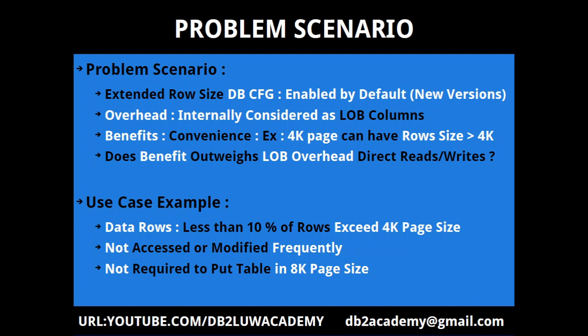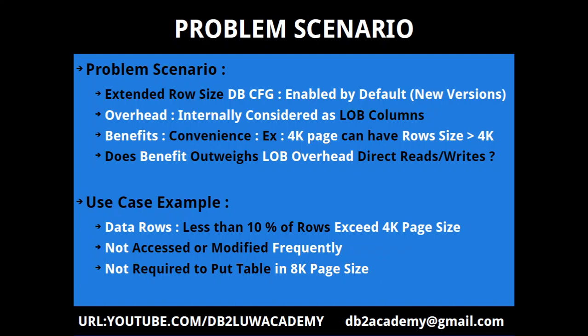Because there are certain internal areas where you cannot store data, a table space with 4K page size can only house tables that have a row size less than that. This feature, extended row size, which is enabled by default, gives you the ability to put the table in a 4K page size even if the individual row size is greater than 4K. How they are doing it is by treating those additional columns as LOB columns. Internally they are considered as LOB columns, which is real overhead.